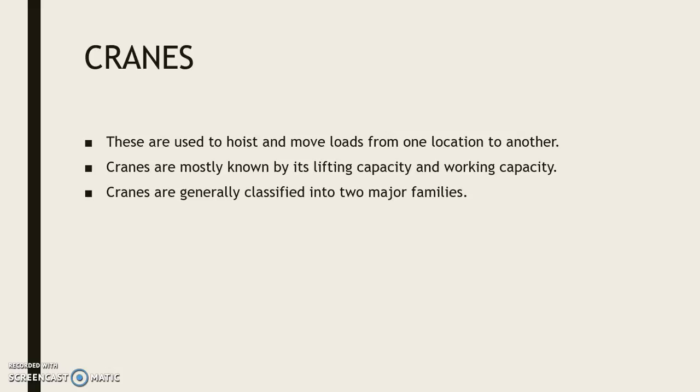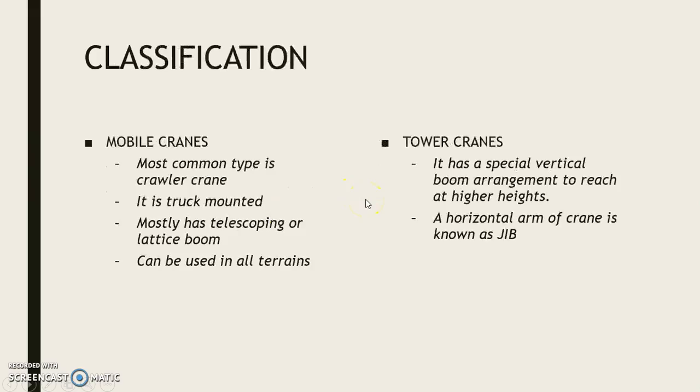So mostly cranes are known by their lifting capacity and their working capacity. That is how many tons of load it can lift and for how many hours the crane works on the site. Generally, cranes are classified into two major families. Let's see them. One is mobile cranes and the second is tower cranes.